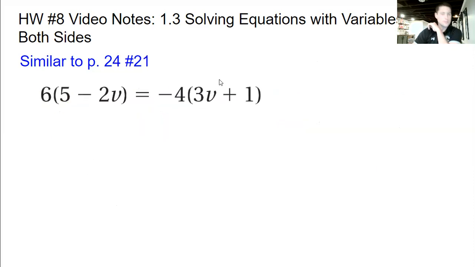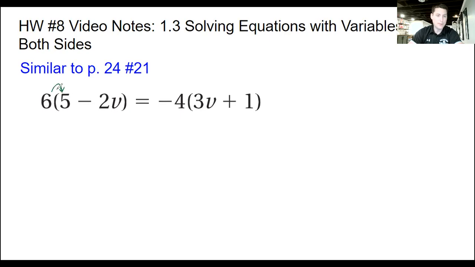This next one is similar to number 21 on page 24 in this assignment. Here you might notice we have some simplifying to do before we move our variable terms. So let's go ahead and apply our distributive property on both sides, and be mindful of any negative signs or multiplying positives and negatives. So 6 times 5, 30. 6 times negative 2v, negative 12v, equals negative 12v over here, and negative 4 times 1 is negative 4.